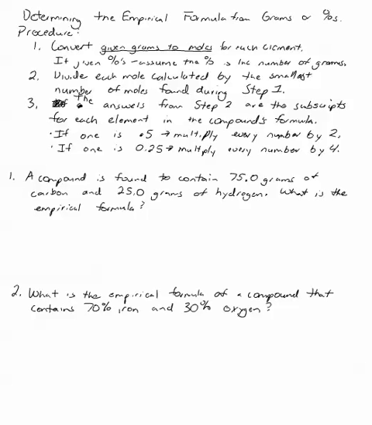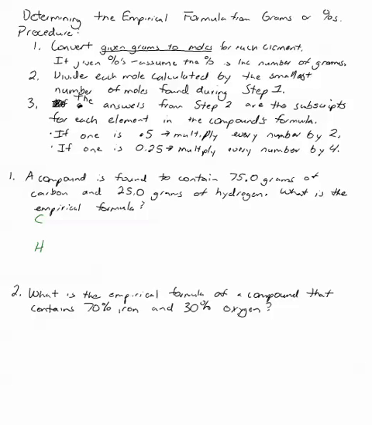Step one says that you're going to convert the given grams to moles for each element. If you look at number one, it says a compound is found to contain 75 grams of carbon and 25 grams of hydrogen. What is the empirical formula? First thing you need to do is write down the elements that you have: carbon and hydrogen.